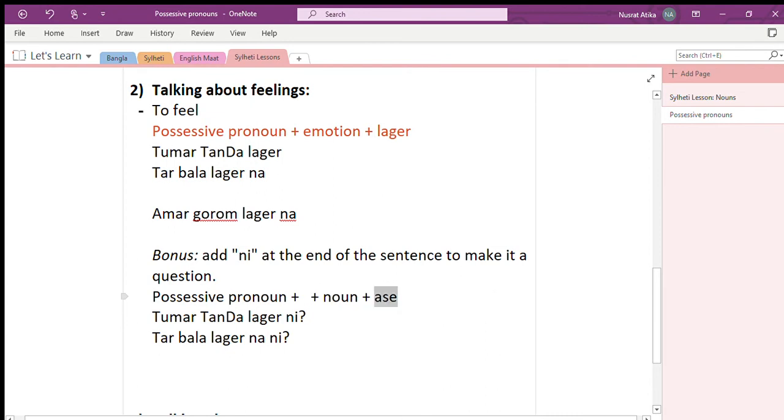Oh my goodness, this is horrible. I did the wrong thing. Possessive pronoun, emotion, lager. Okay, hold up. I'm typing in the dark, so excuse all the errors. So possessive pronoun, emotion, lager, and then ni at the end.